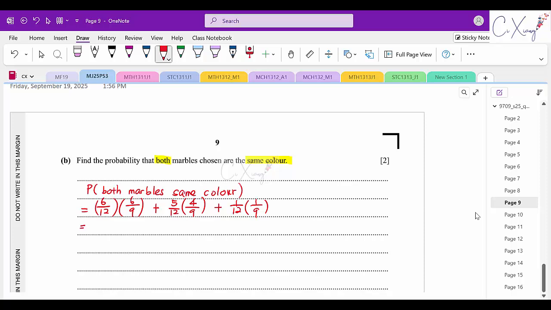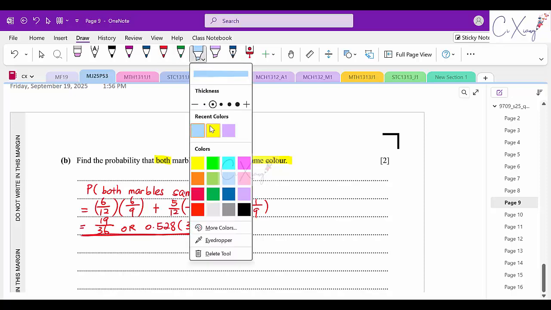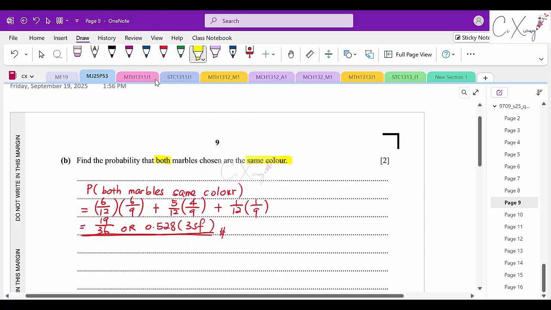Okay, so you have considered all the possible cases. Let's add up together and see if you're able to get this one or not. 19 over 36. Or you can make it into 3 significant figures, which is 0.528. Okay, yeah. So part B is like this. Then let's have a look at part C.